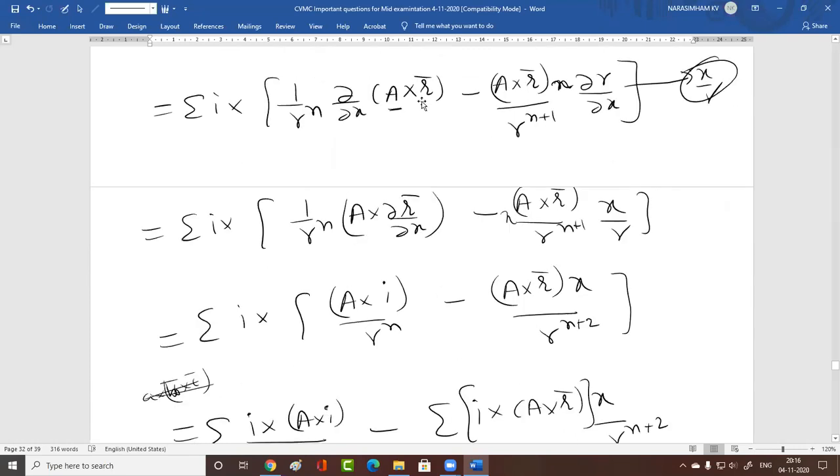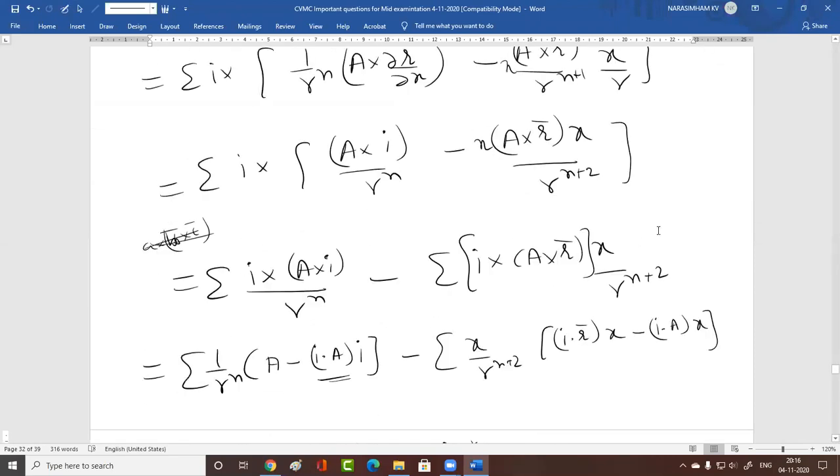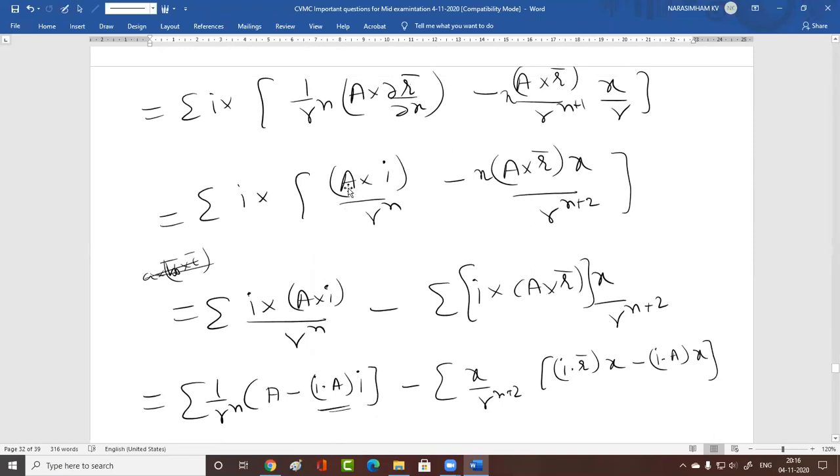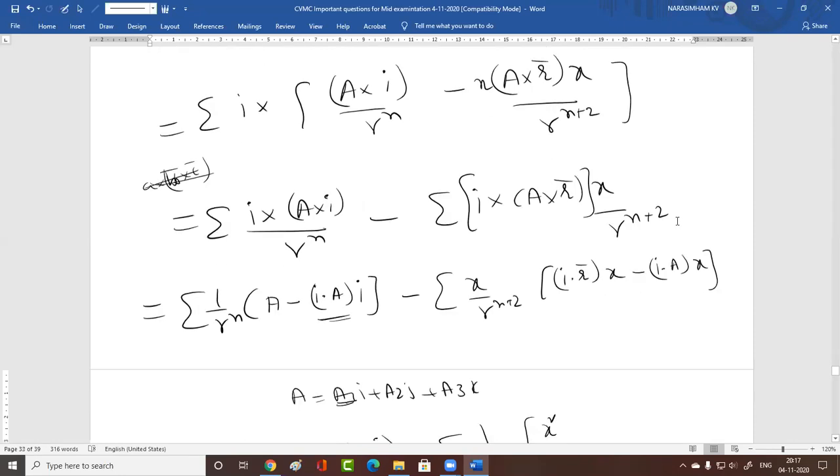Now again find the derivative using the UV formula, A cross dou r by dou x. A is constant, so the second term is not required. Now this is n into A cross r bar into dou r by dou x, which is x by r. Here we have one more n. Now dou r by dou x is I. A cross I by r power n. I cross, okay, n A cross r bar into this one, x by this value.